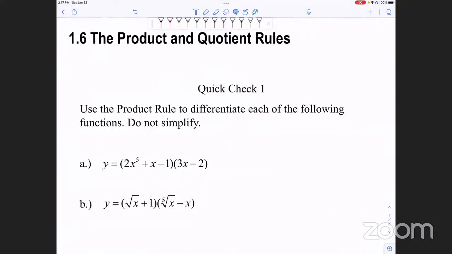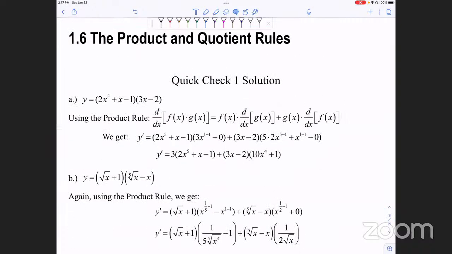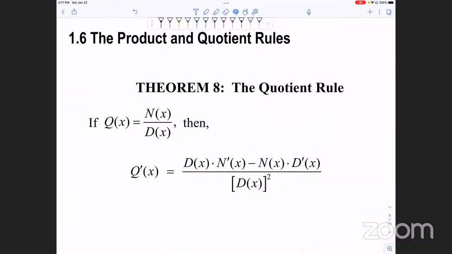I'm going to leave these quick checks as exercises. I'm just going to leave those for you and keep going, if you would like to practice. So we saw an example of the product rule.